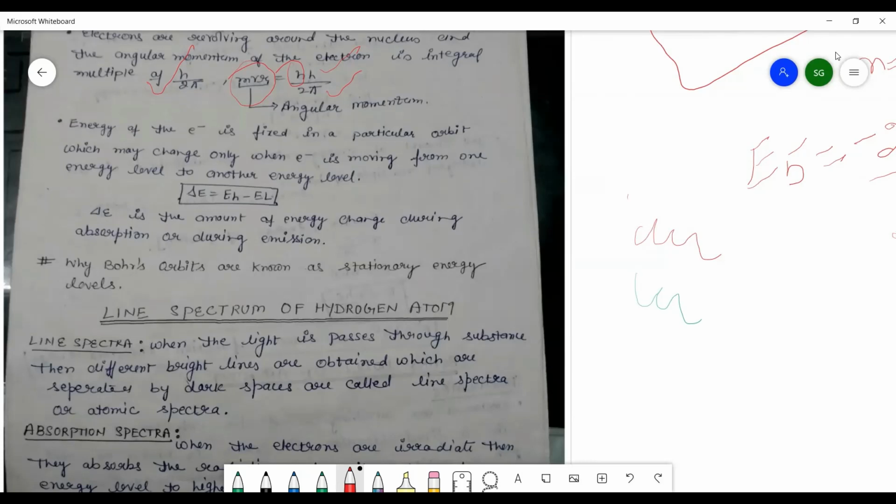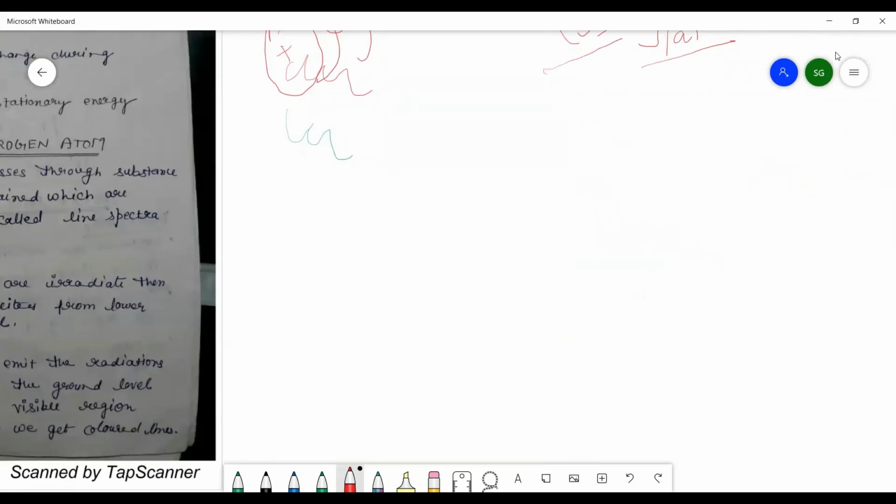If we take any orbit, in it the energy of the electron is fixed in a particular orbit, which may change. It will change only when the electron moves from the lower energy level to a higher energy level, or from the higher energy level to a lower energy level. Means, if the electron is present in the 2nd orbit and it is moving to n is equal to 5th orbit, here you can see the lower energy level is n is equal to 2 and the higher energy level is n is equal to 5.